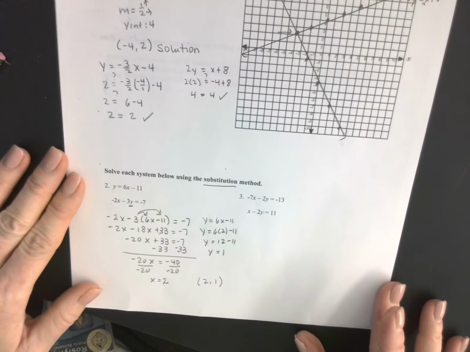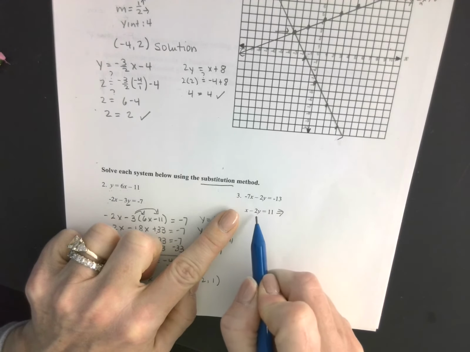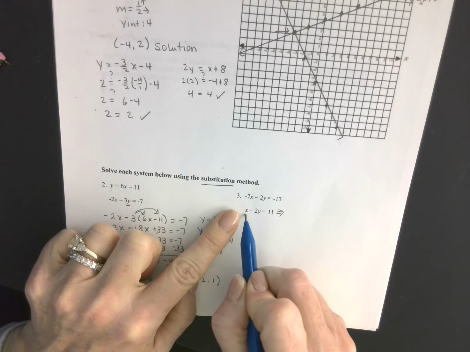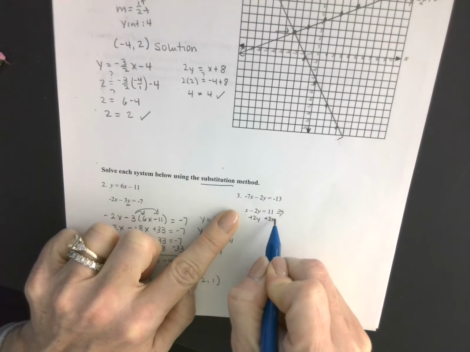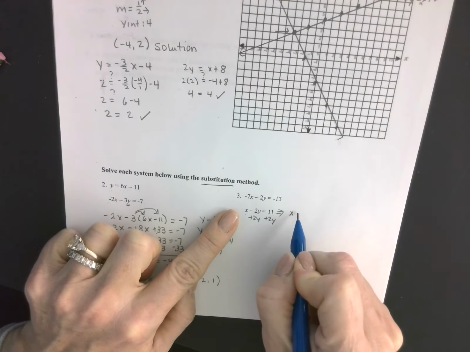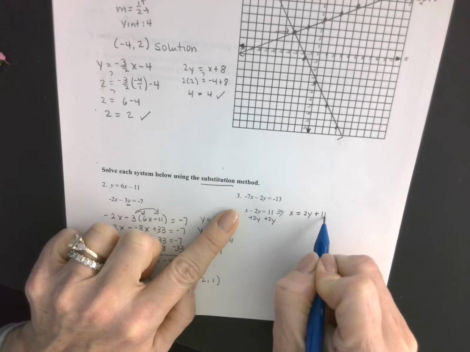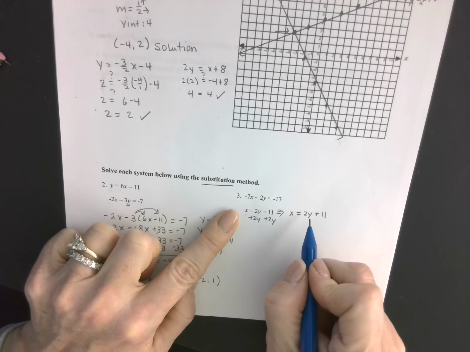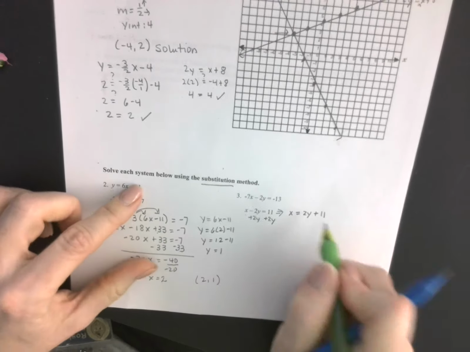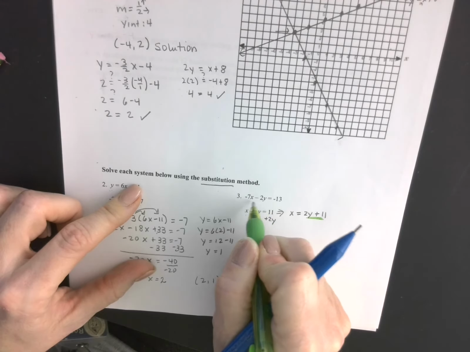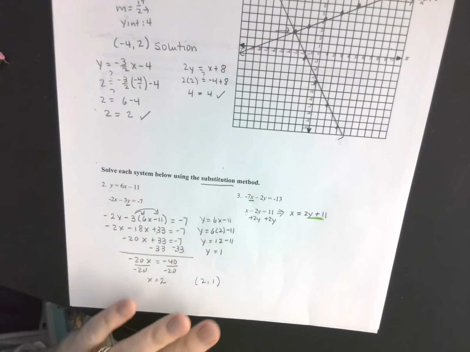For number 3, in order to use the substitution method, we're going to change this equation so that it's solved for x. So I'm going to add 2y to both sides, and then we get x equals 2y plus 11. Now we're going to substitute the expression 2y plus 11 into the top equation wherever we see x.